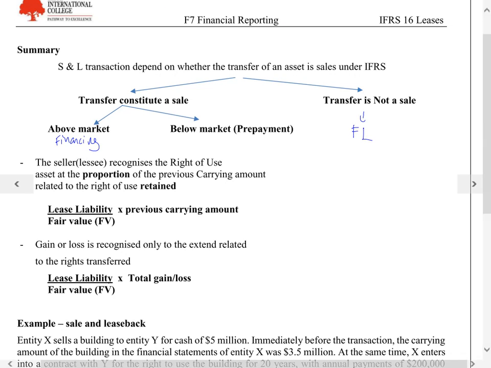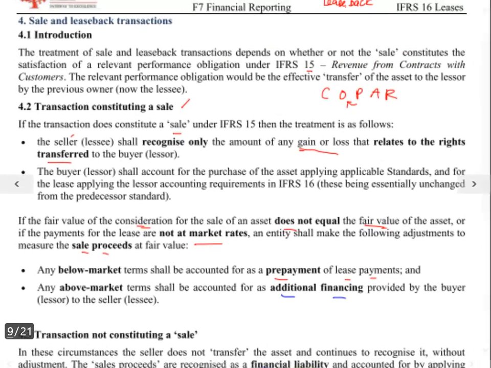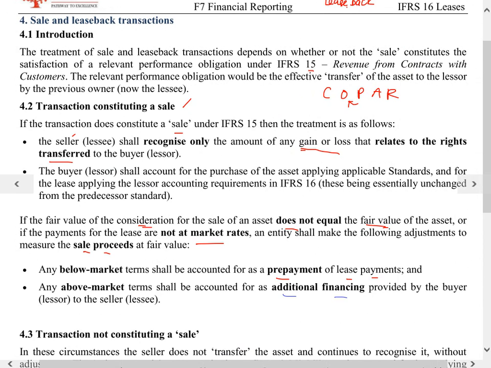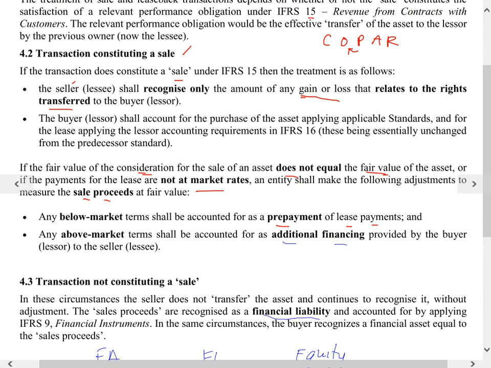Okay, so our example mostly if it's above market value. Above market value means the additional proceed is treated as loan. So what you're going to do there, they state here, if it's different, then we have to adjust. Okay, we put adjustment to where? Adjustment to the sale proceed. If it's different from the market value, we have to adjust the sale proceed.